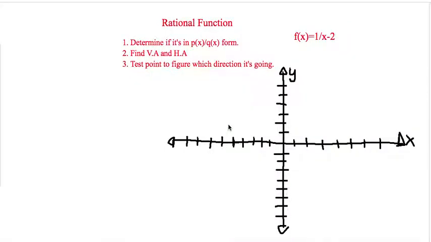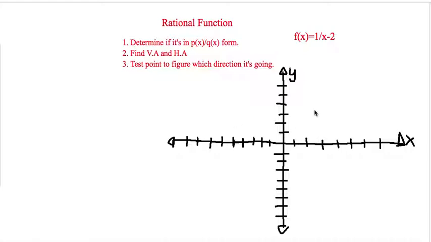Today we're going to start learning about rational functions. There's three steps to graph a rational function. One is determine if it's in p(x) over q(x) form, and then you got to find the vertical asymptote and then the horizontal asymptote, or the VA and HA, and then you got to test points to figure out which direction it's going. So we have the function f of x equals 1 over x minus 2.